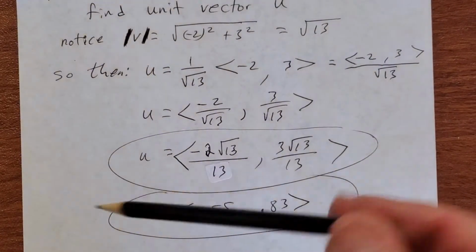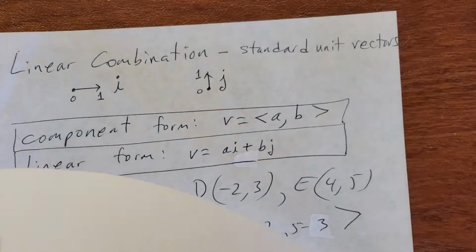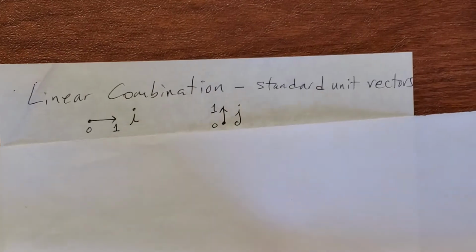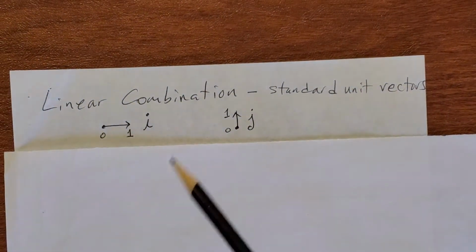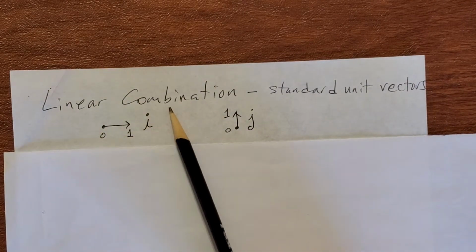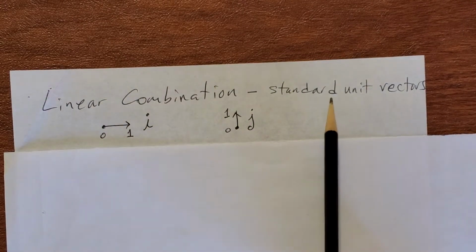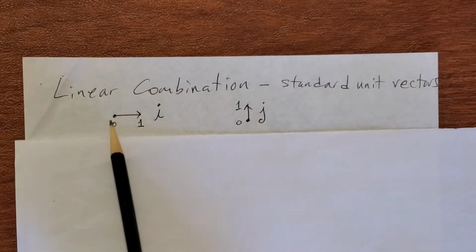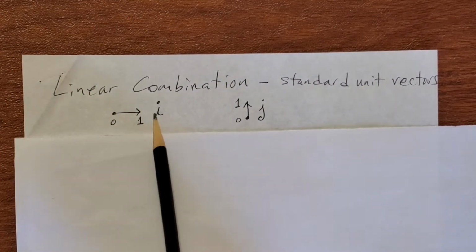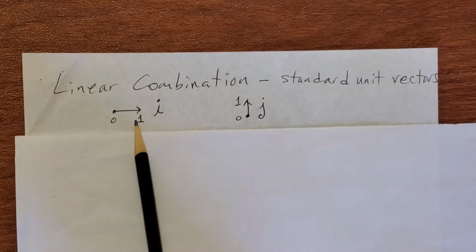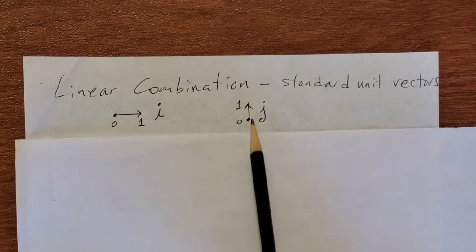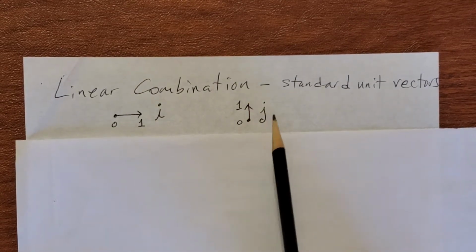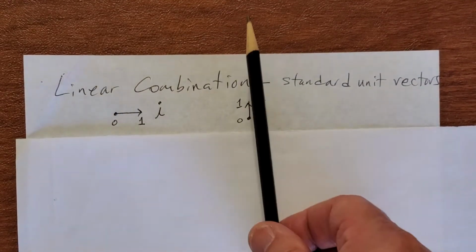Another way to express a vector is called a linear combination. Standard unit vectors: if we go 1 straight across, we'll call that i. So how many i's do you have to go across for your vector? And if you go 1 unit straight up, we'll call that the j vector. How many j's do you have to go up for your vector?